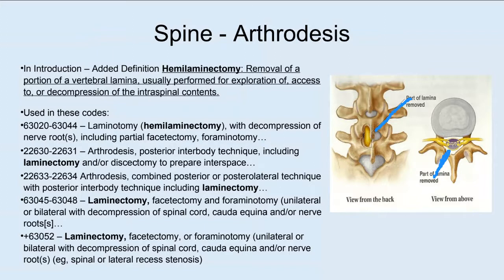So this is used in some of the codes in musculoskeletal system, but it doesn't use hemilaminectomy, it does laminectomy. So these here talk about laminectomy, but hemilaminectomy is in 63020, 63044, nervous system. And also in the nervous system are codes that use laminectomy. So hemilaminectomy and laminectomy are in some of these codes and not others. 63045, 63046 uses laminectomy. 63052 uses laminectomy. So the only time you're going to see hemilaminectomy is in 63020, 63044.